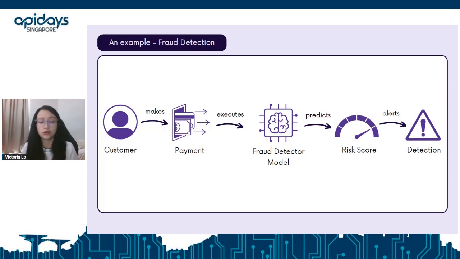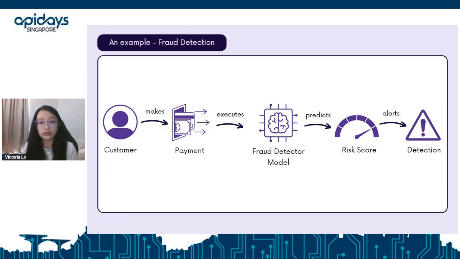The fraud detector model predicts this risk score, and then an algorithm determines whether the risk score is considered risky or not. There will be some kind of threshold, like let's say any risk score above 600 is considered risky. So the system alerts a detection, saying this transaction might be a fraud, if it's over the risk score threshold. But this threshold is determined based on many factors, and that's part of the algorithm.